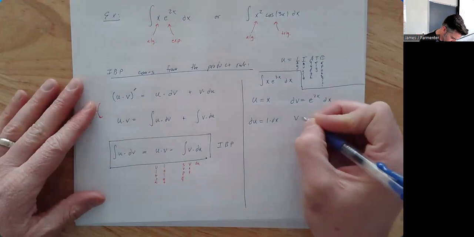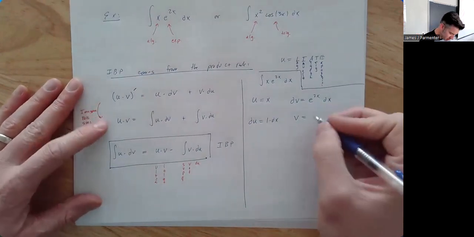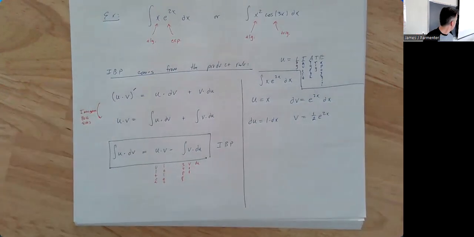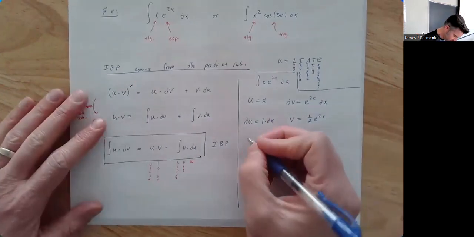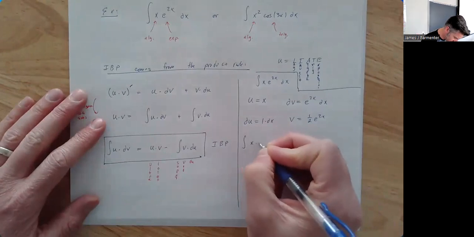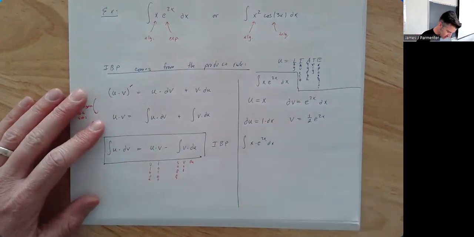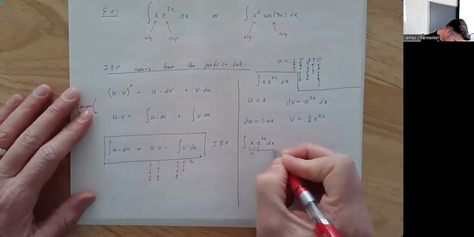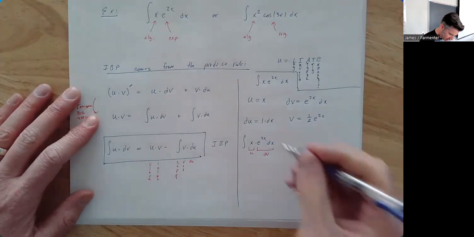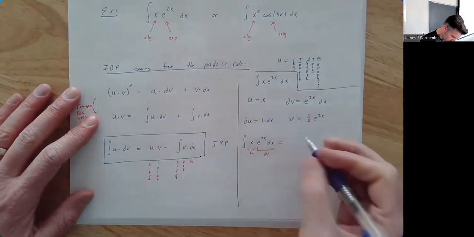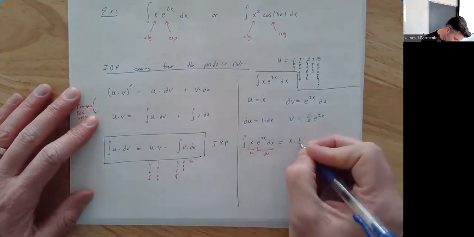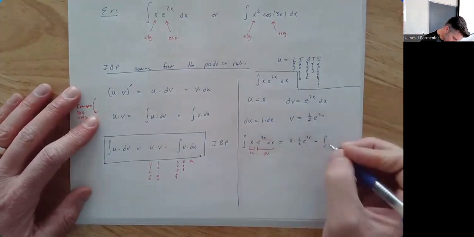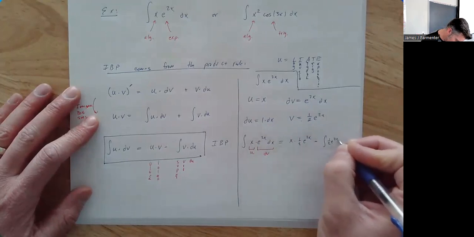Here, our v, which is the antiderivative of e to the 2x, is going to be 1/2 e to the 2x. And now we're going to rewrite our integral. The integral of x times e to the 2x dx, the integral of our u times dv, we're just going to rewrite as our u times v, so x times 1/2 e to the 2x, minus the integral of v, 1/2 e to the 2x, times du.